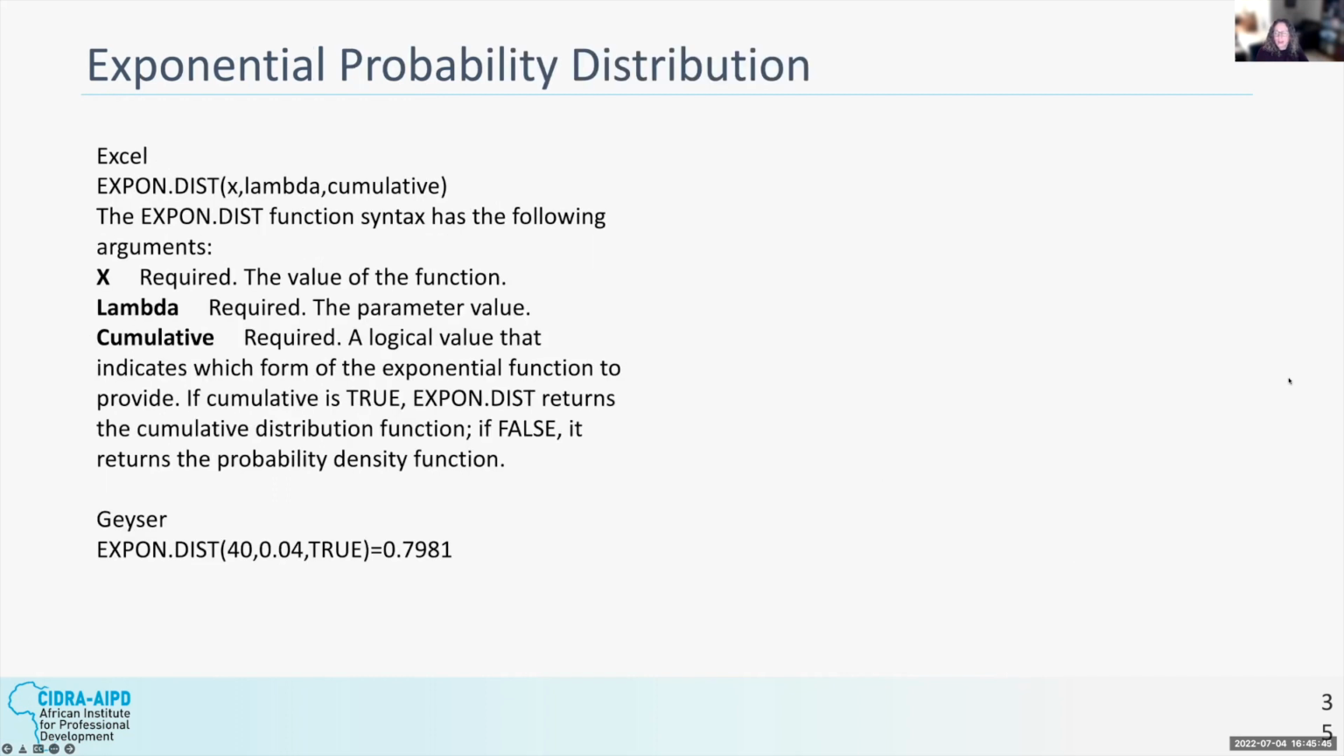You will be pleased to know that in Excel you can also do this very easily and not worry about the formula. It will give you the exact same result. You can use EXPON.DIST, and right here where you have the x, you would put 40 in there, then your lambda value 0.04, and because you're using the cumulative, you would put true. It says if cumulative is true, EXPON.DIST returns the cumulative distribution function. If false, it returns the probability density function. So we type that right into Excel, 40, 0.04, and true, and get 0.7981, same as we got last time.